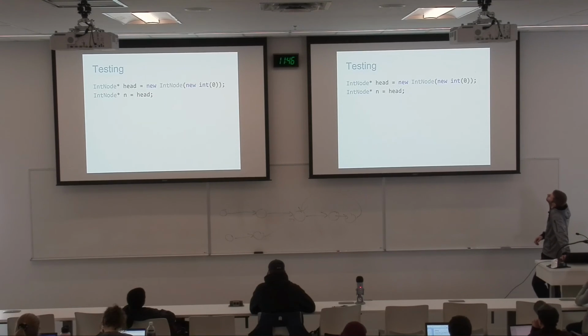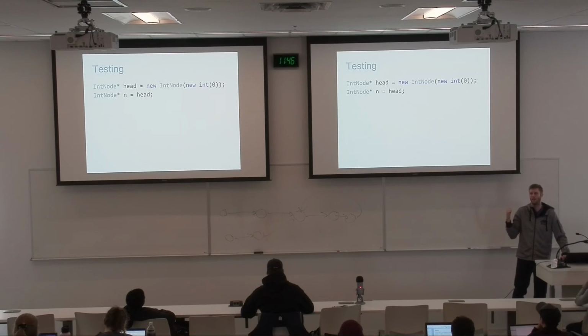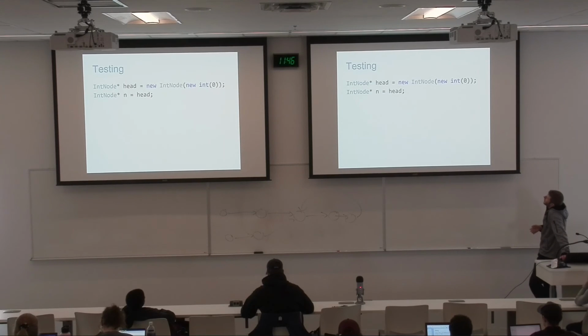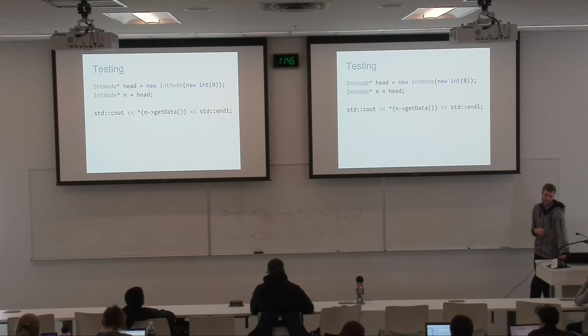So here we go. Int node head equals a new int node, and I'm giving it the new integer. There's two constructors. Which constructor am I calling? Well, the one that's not the default one. And I create a new pointer n that also points to head. And what am I saying? cout n get data. If I were to run this, what would the output be? Come on. 0.